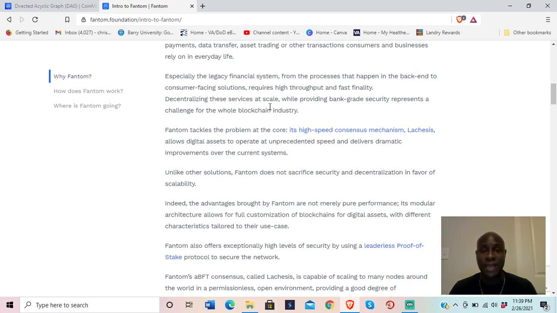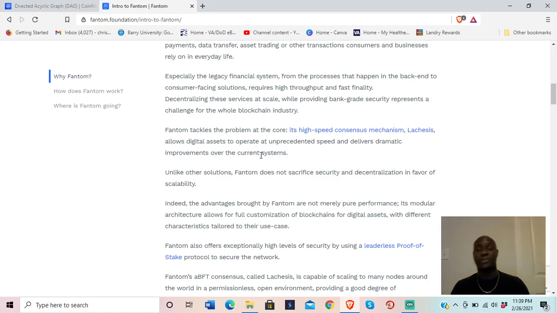Decentralizing these services at scale while providing bank-grade security represents a challenge for the whole blockchain industry. Fantom tackles the problem at its core. Its high-speed consistency mechanism, Lachesis, allows digital assets to operate at unprecedented speed and deliver dramatic improvements over the current systems. And yes, we do have a speed issue.